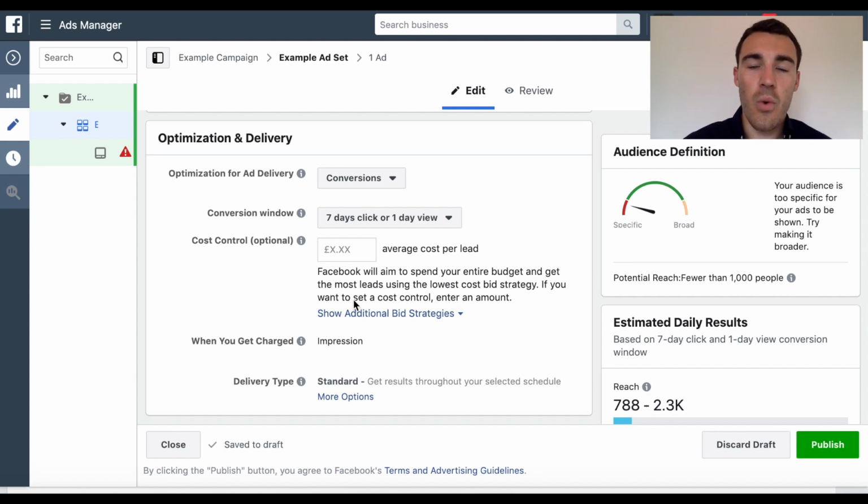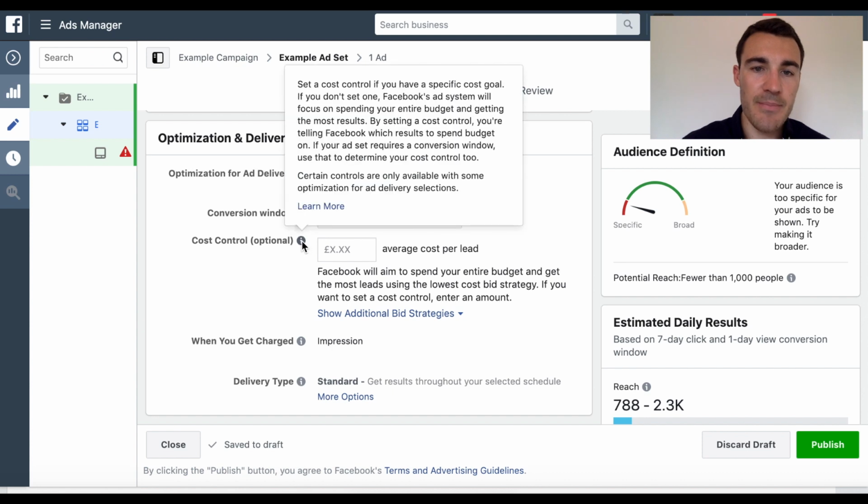Now, what a cost control does, let's bring up what Facebook says. That's probably a good idea. So I'll quickly read this. Set a cost control if you have a specific cost goal. If you don't set one, Facebook's ad system will focus on spending your entire budget and getting the most results. By setting a cost control, you're telling Facebook which results to spend budget on. That first part is the most important part.